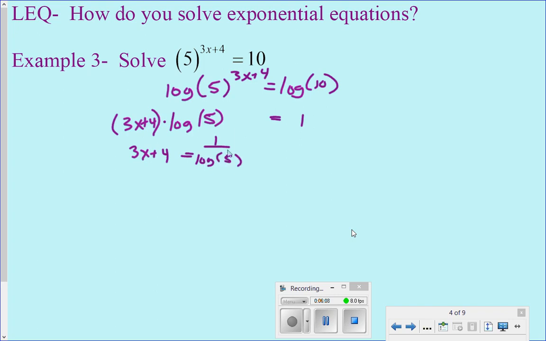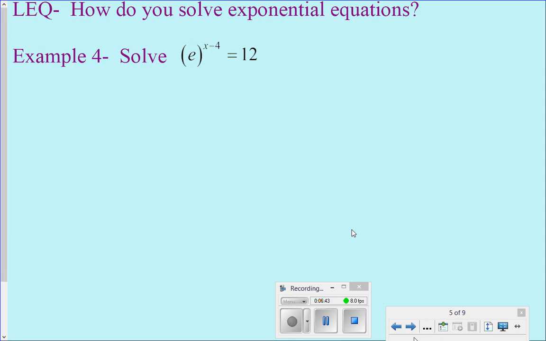And again, if you still have this as log of 10 divided by log of 5, that's fine, either or. So I'm going to subtract 4 and divide by 3. Now I'm going to write that in exact form first, 1 over the log of 5, and then I subtracted 4 and I divided by 3. That's my exact answer. And then I'm just going to type that in the calculator to get the decimal approximation. And that is negative 0.86 approximately.